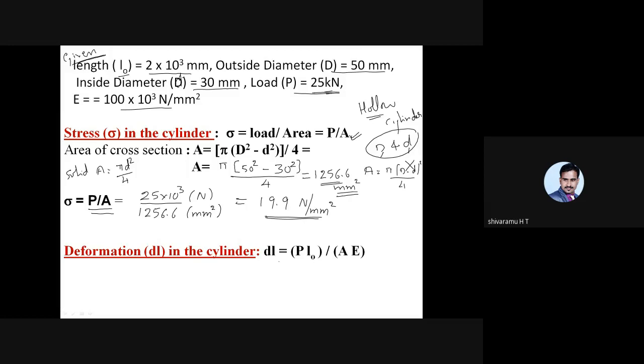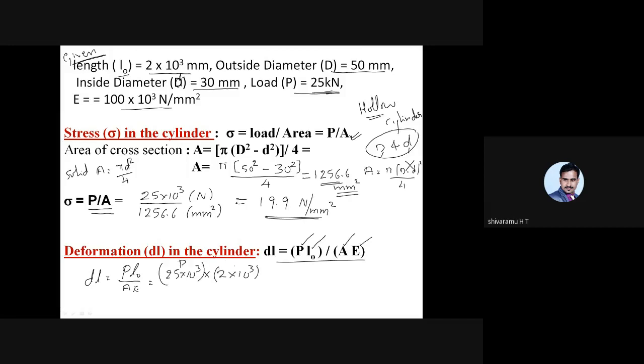We know the equation. Deformation dl will be equal to P into L naught divided by A into E. P is the load, L naught is the original length, A is the area of the cross section, and E is the Young's modulus. So dl equals P L naught divided by A E. Load is 25 into 10 power 3, given in the question. And L naught is given: the length of the hollow cylinder is 2 meter, so in terms of millimeter, 2 into 10 power 3.